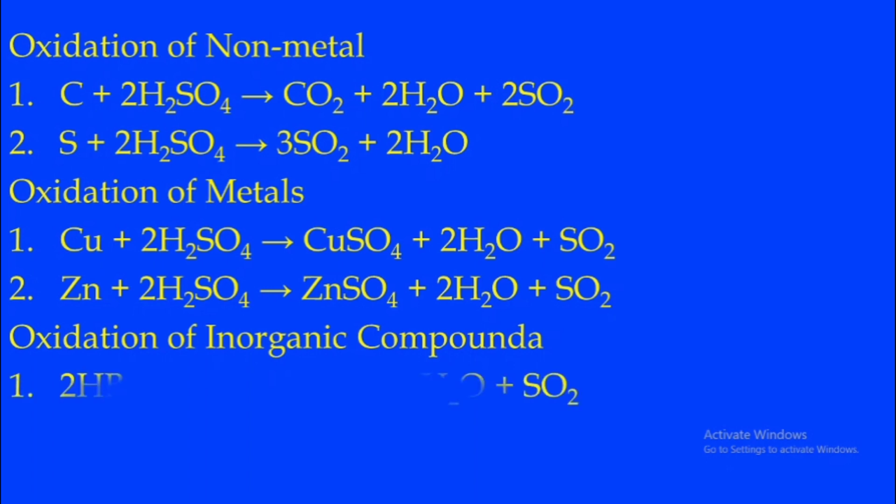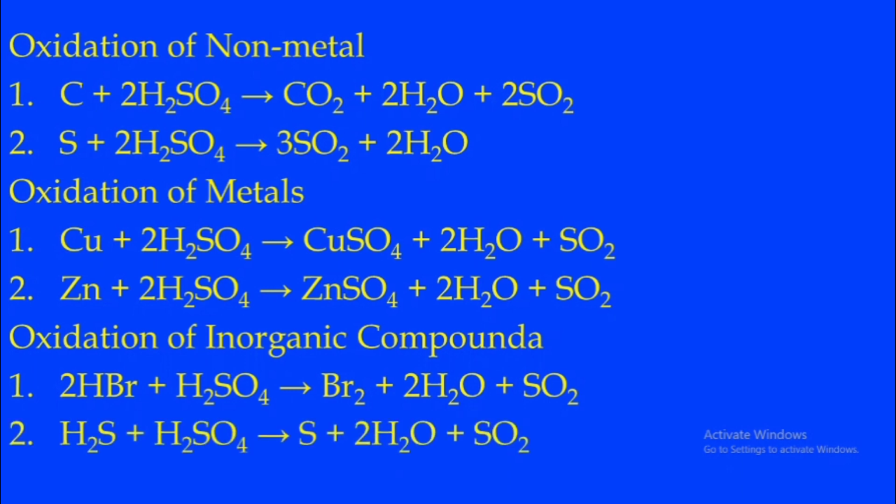First of all, hydrogen bromide. When it reacts with concentrated sulfuric acid, then it is oxidized to bromine vapor along with water and sulfur dioxide. Similarly, when H2S gas is passed through sulfuric acid, then it gives sulfur, a yellow colored solid, along with water and sulfur dioxide. Here you can see H2S is a gas with smell of rotten egg. So this gas reacts with sulfuric acid to give a yellow color precipitate.